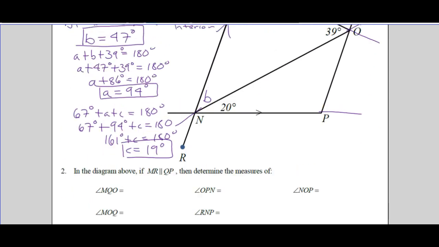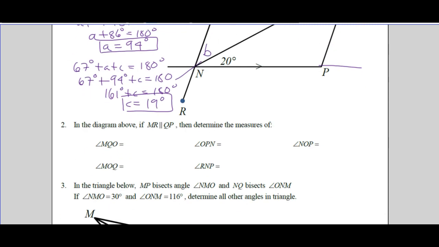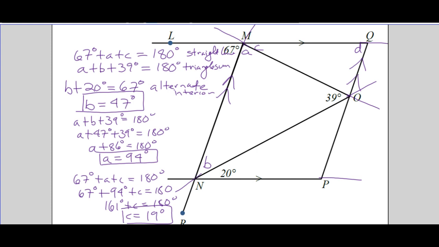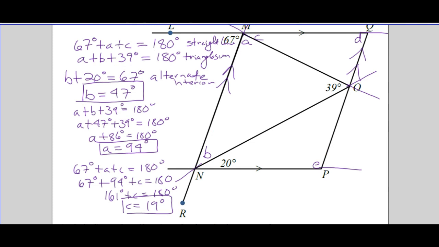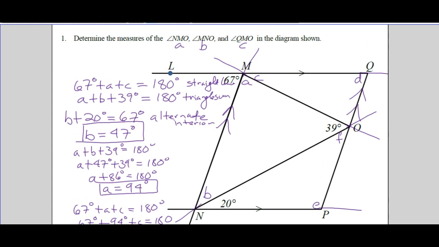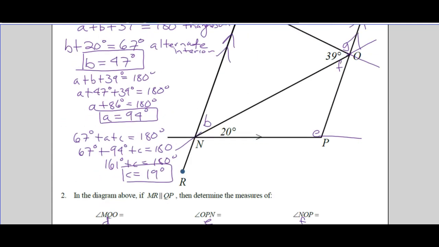Okay, what do they want us to find? MQO. So we've used A, B, C, so let's call that D. MQO is angle D. OPN, so let's call that E. NOP, so let's call that F. MOQ, let's call that G. And RNP, so let's call that H. Okay, let's mark that in there.